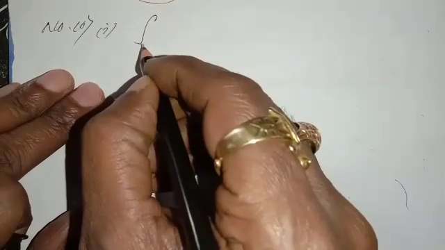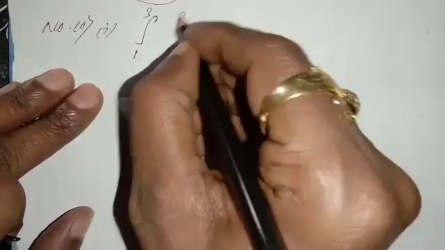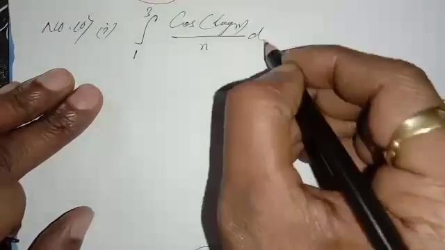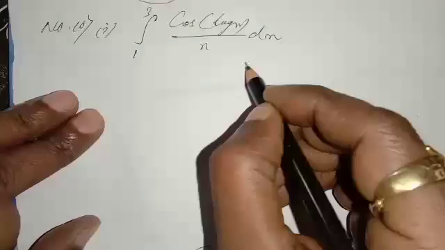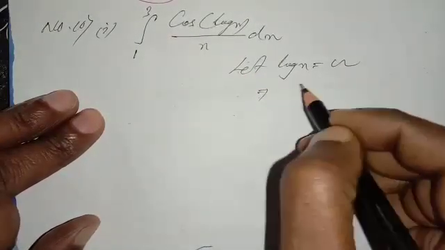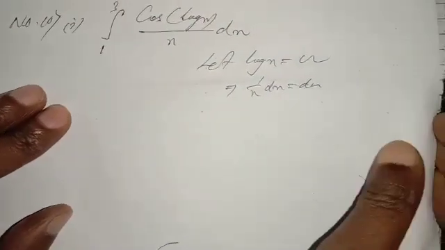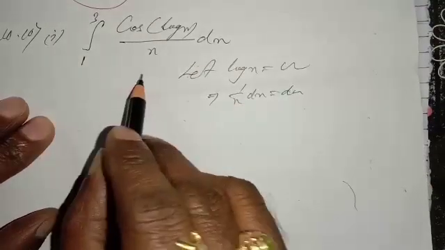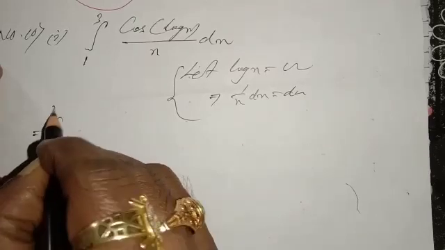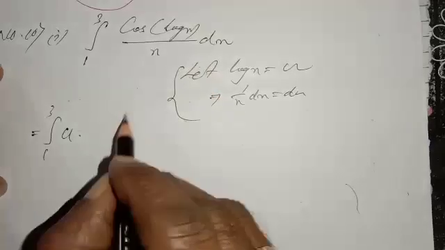integration 1 to 3, lower limit 1, upper limit 3, cos of log x by x dx. Then let log x equal to u. So what is the derivative of log x? That is 1 by x dx equal to du. Okay. That means dx by x equal to du. So how much you are getting now? Therefore integration 1 to 3 cos of log x means that is u, and dx by x means du.